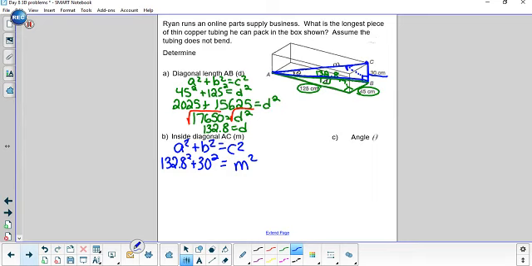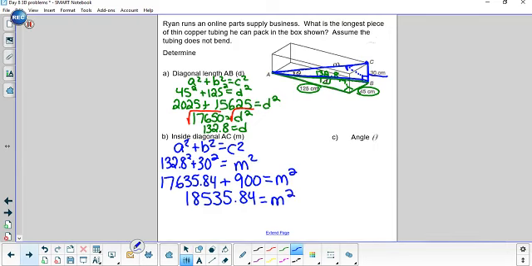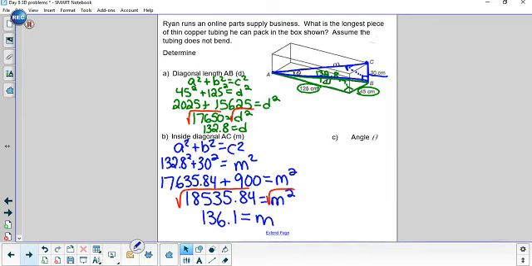132.8 times 132.8 is 17,635.84. 30 times 30 is 900. When we add those two together, we get 18,535.84. Inverse operation is to square root, so we get 136.1 equals m. So that is how long of a piece of tubing or piece of piping that Ryan could put in this box. Now we're going to add one other little part to it.